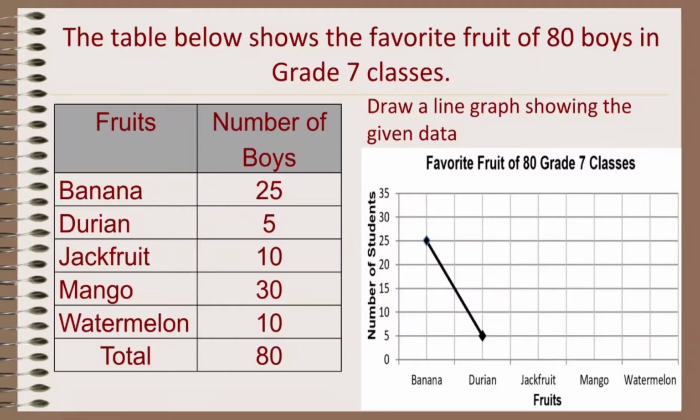There are 2 done for you. So we have banana 25, durian 5. As you can see, for the interval we use multiples of 5: 0, 5, 10, 15, 20, 25. Then label, of course. You must write the title, favorite fruit of 80 grade 7 classes. Then we have the fruits as the label, and we have the number of students. Okay, after you plot, you must connect the points.